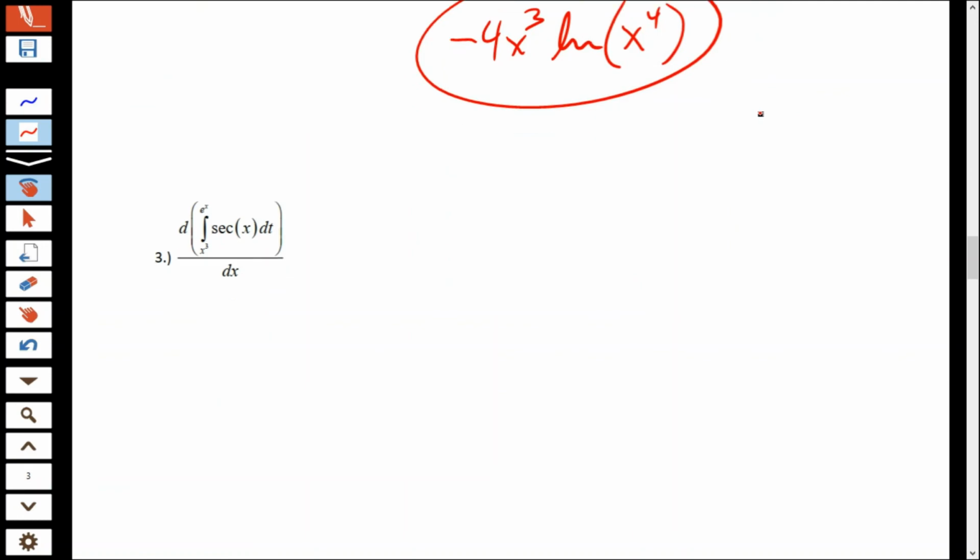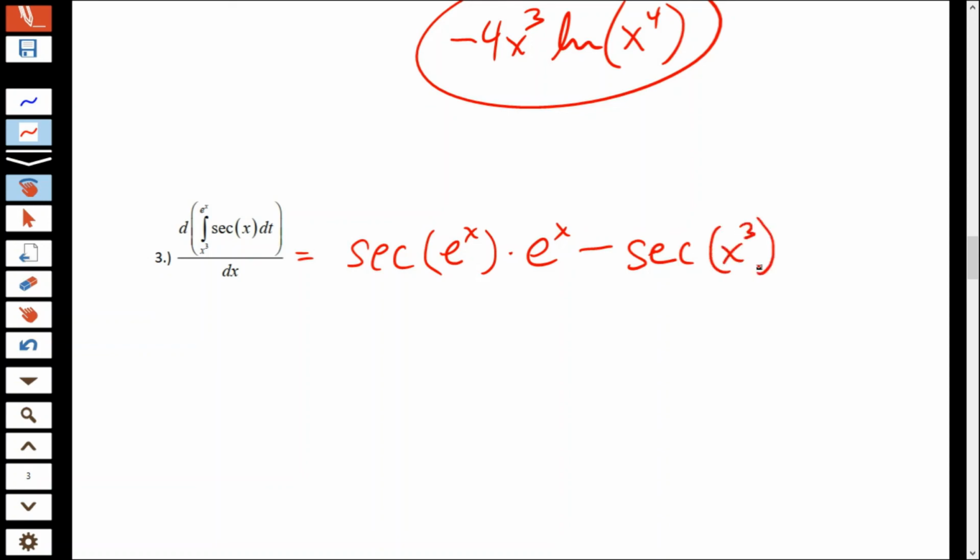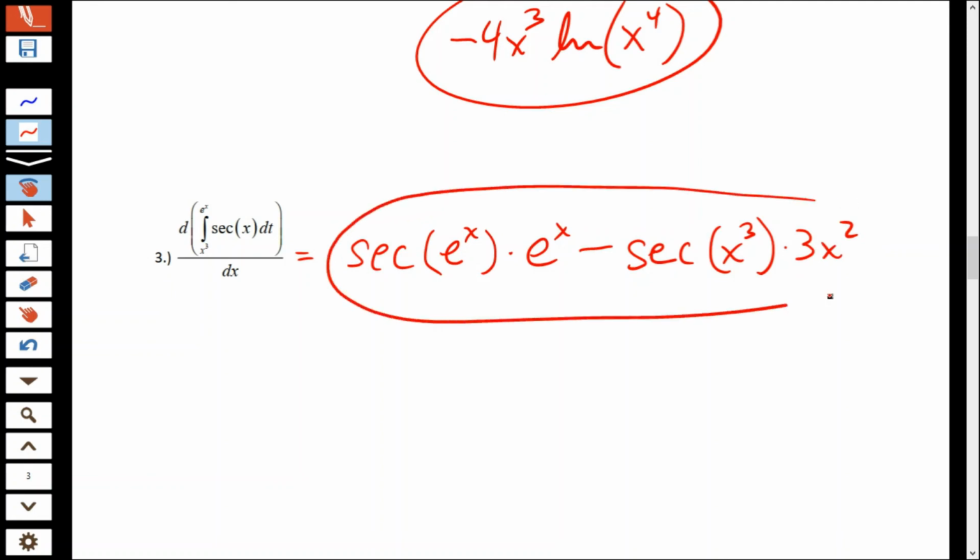Okay? Take a look at the next one. Secant stays the same. We don't change anything there because you integrate and then you take the derivative. So you're back to where you started. But we're going to plug in the top bound, multiply by the derivative of the top bound, minus, plug in the bottom bound, multiply by the derivative of the bottom bound. Done. There we go. All right.